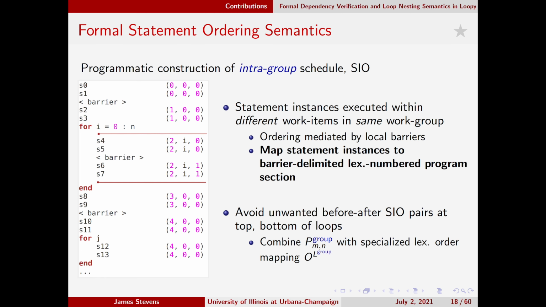On the last iteration, statement 7 maps to 2, n, 1, which would come before the point 3, 0, 0 in a standard lexicographical ordering. And there's one more notable issue. Every time the loop increments, I increases, but there's no barrier between S7 at the bottom of the loop and S4 at the top of the loop. So to avoid including these three kinds of unwanted before-after pairs, when we impose an ordering on the lexicographical space, we construct a specialized mapping that omits these pairs.